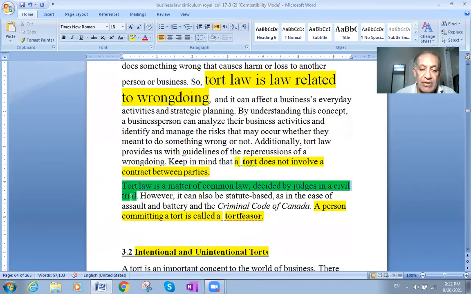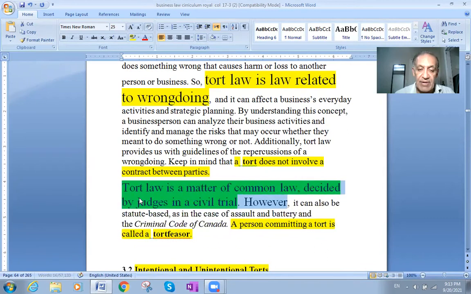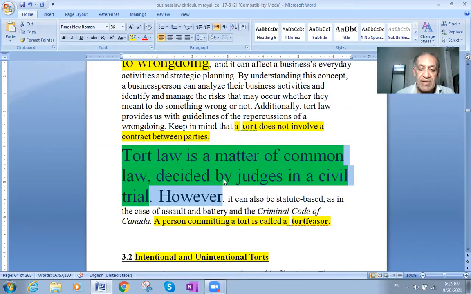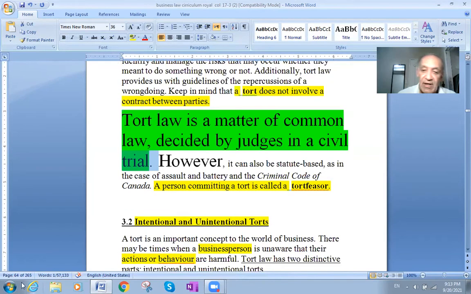Also, we want to know that tort law is a matter of common law. It is a part of the common law decided by judges in a civil trial, because it includes compensation. That's why it is done by the judge in a civil trial.